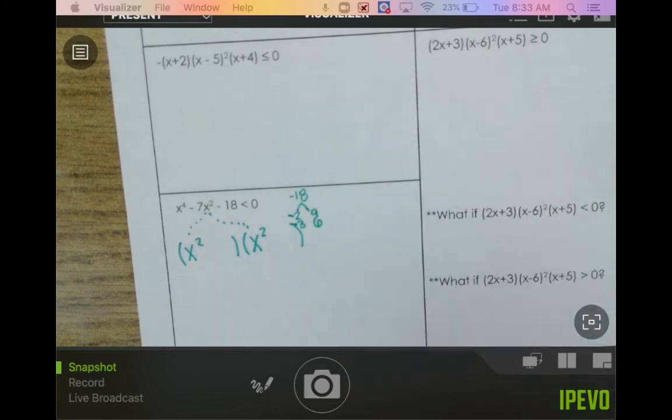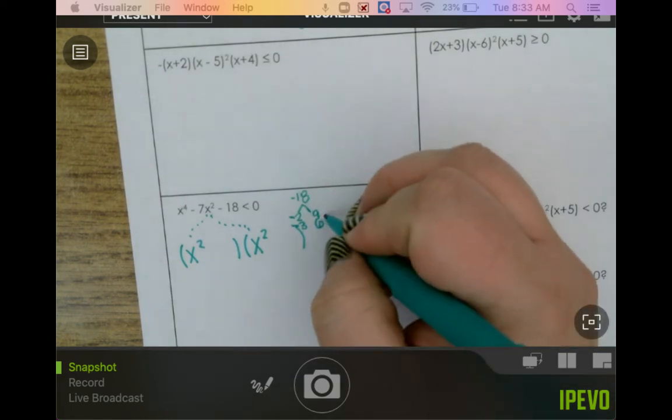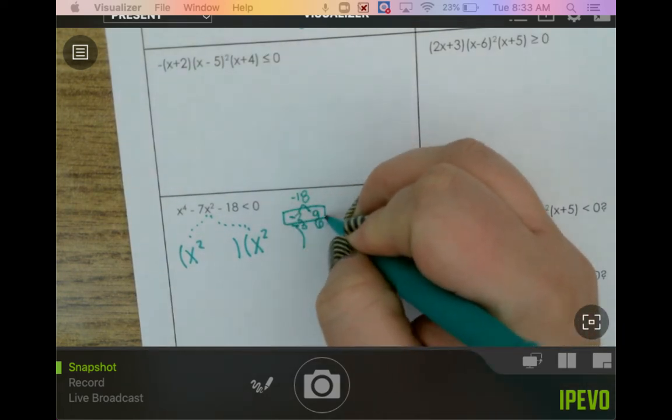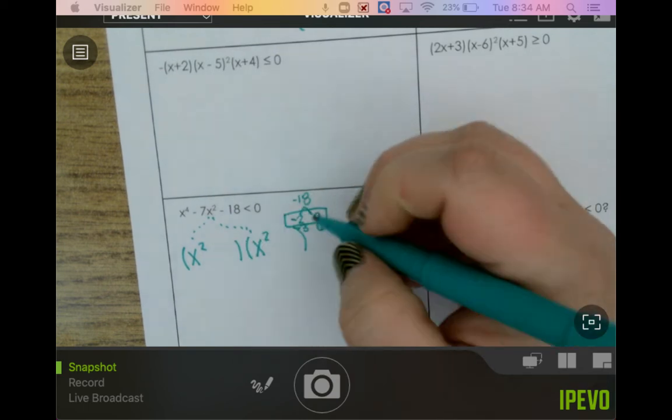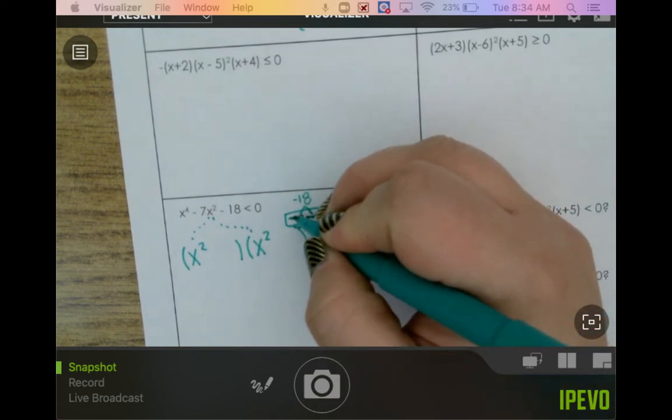I always guess the number on the left just for right now. My top row adds to 7. My bottom row adds to 3. I want the one that's 7, except it says negative 7 over here. That just means I want the 9 to be negative instead of the 2.